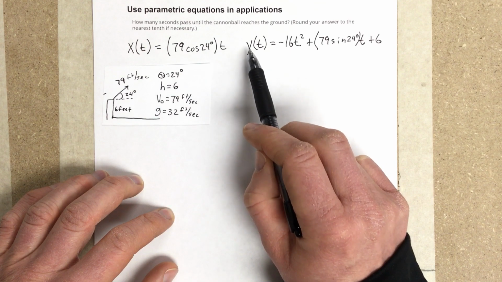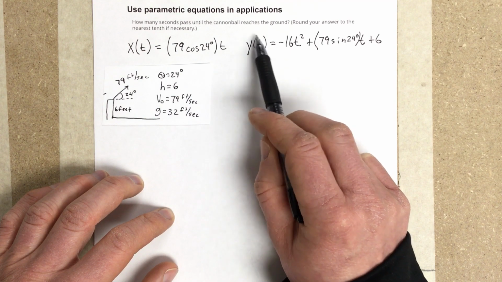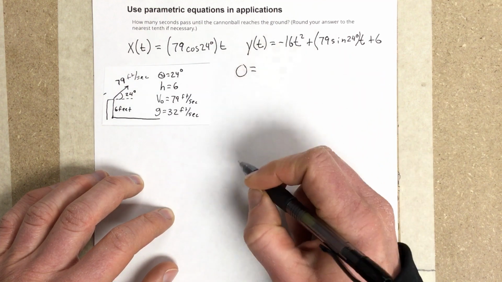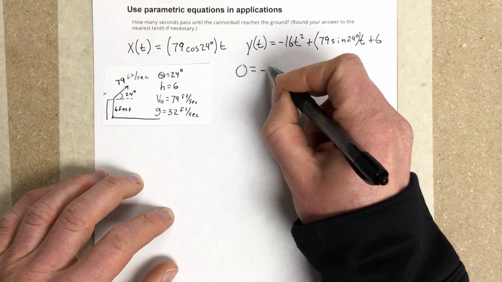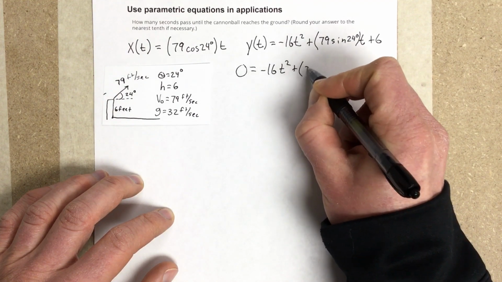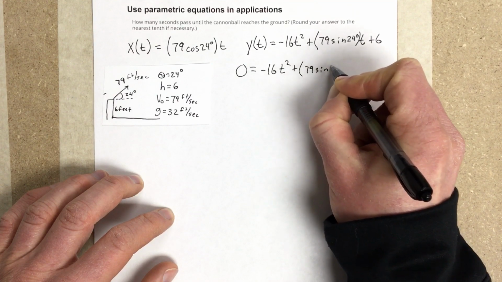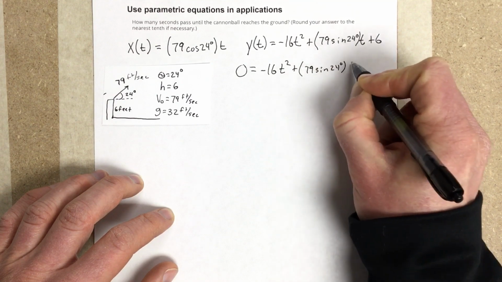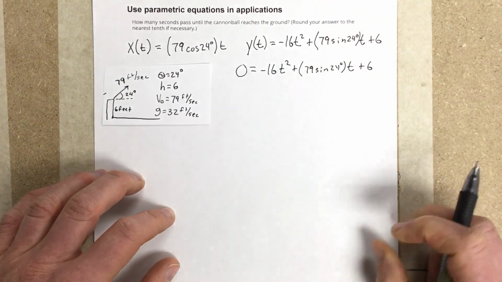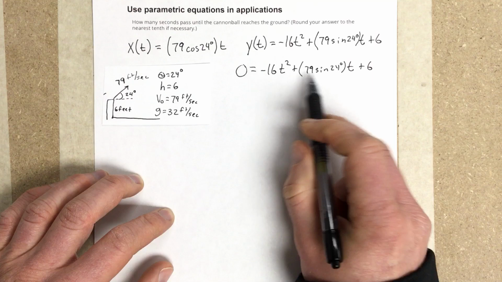And y of t is the position of the cannonball as it's flying through the air. So we just want to say y of t is equal to 0 because 0 would be hitting the ground. And then we want to solve for when t would be equal to, we would want to solve to figure out what t is equal to. And we're going to have to use a quadratic equation here.